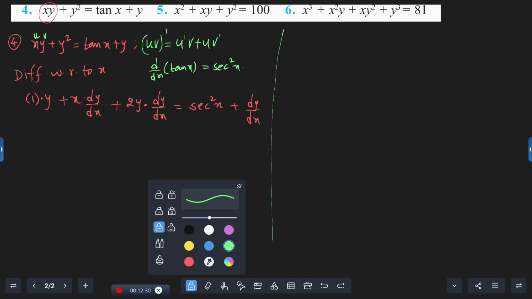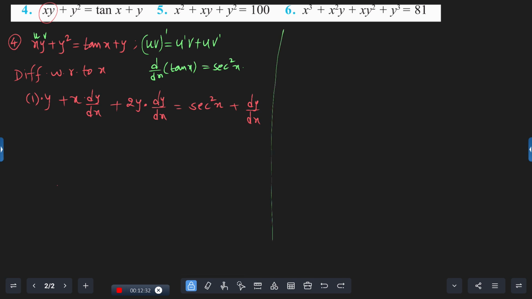If the formulas are clear, the answers are very simple. Now all the dy by dx terms you have to bring to one side, and send the other things opposite. So that 1 into y, when you send it opposite, is minus y. And here x into dy by dx, and 2y into dy by dx, and this dy by dx when you bring opposite is minus dy by dx, which is equal to secant square x, 1 into y, the plus y when you send opposite is minus y. Is it understood here?